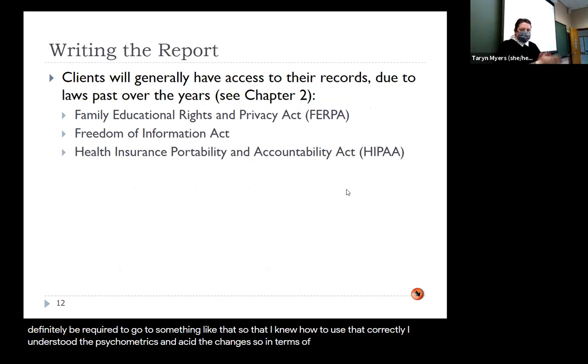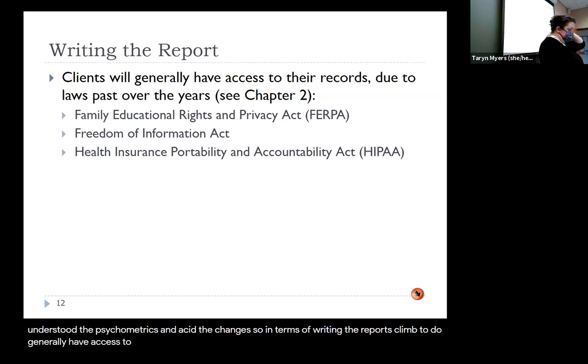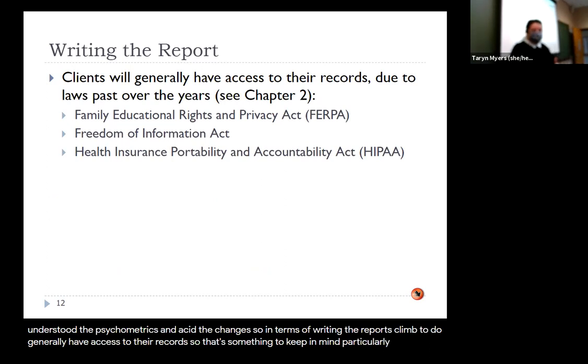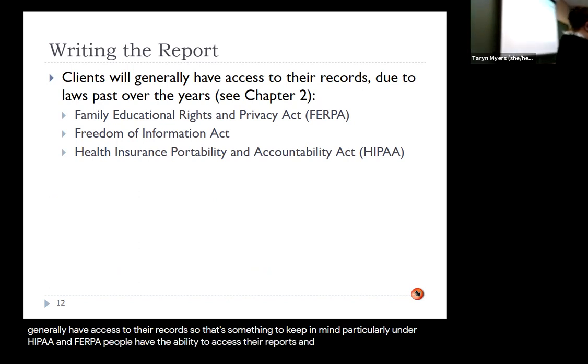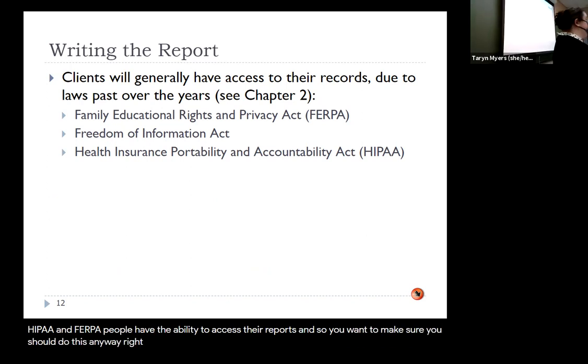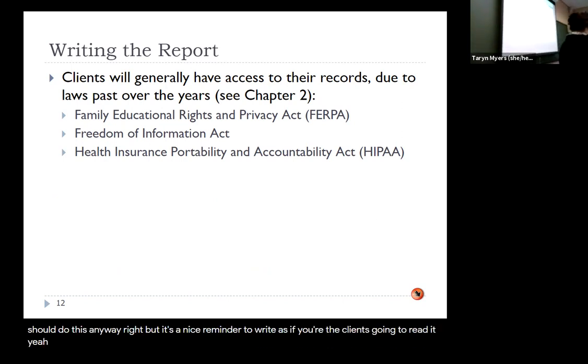So in terms of writing the reports, clients do generally have access to their records. That's something to keep in mind, particularly under HIPAA and FERPA. People have the ability to access their reports. And so you should do this anyway, right? But it's a nice reminder to write as if the client's going to read it.